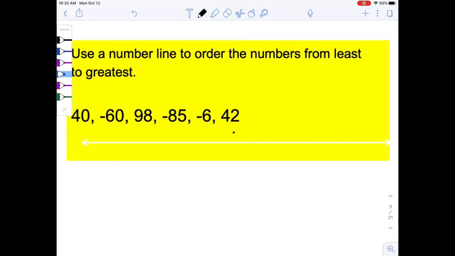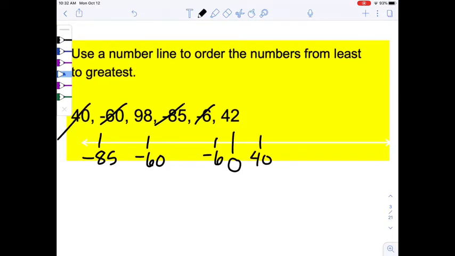Use a number line to order the numbers from least to greatest. If I put 0 over here, I want to find my negative number that's furthest from 0. My number that's furthest from 0 is negative 85, so that's going to go way over. After negative 85, I have negative 60, and then negative 6. Then looking at my positives, my number closest to 0 would be 40. Then I have 42.